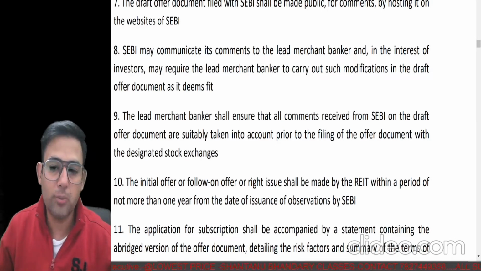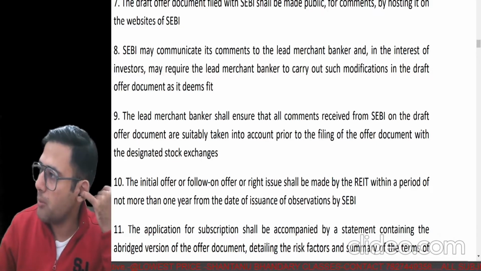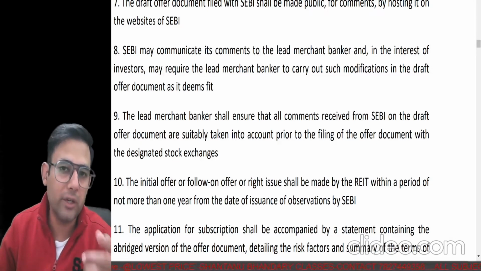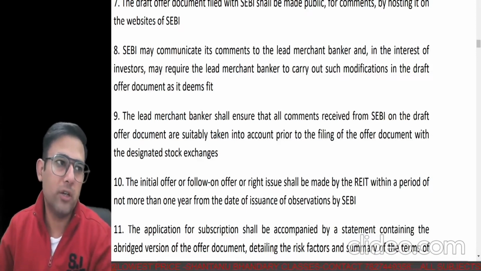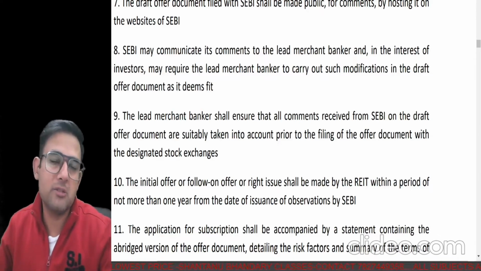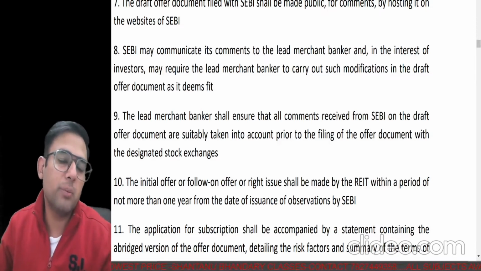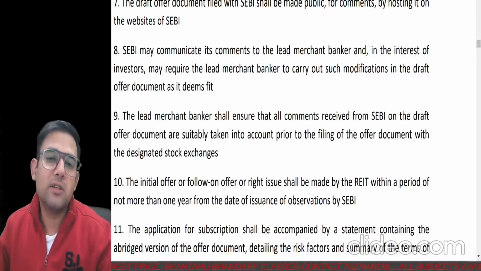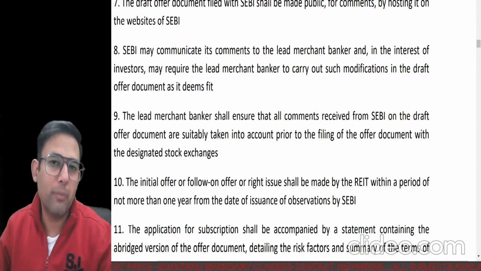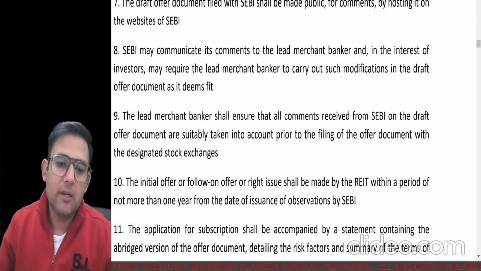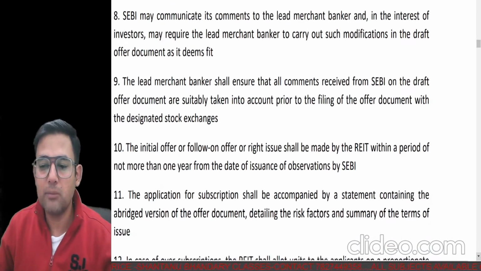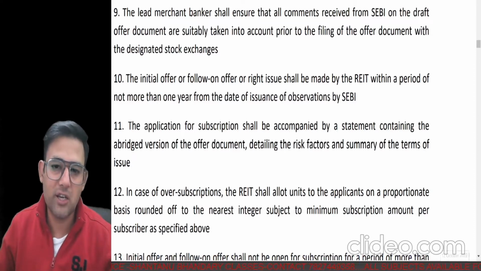Further, it's being said that once SEBI has given the approval for the REIT to be launched into the market, then the REIT sponsor will have a maximum of 1 year within which they have to come with the issue in the market. If they take the approval from SEBI and don't come up with the REIT issue, and it's been more than 1.5 years, then they will have to repeat the entire process again. Otherwise, you will have to do the formalities again. The reason for this is that as time passes, things obviously change. So I think that is the intention of the legislature.